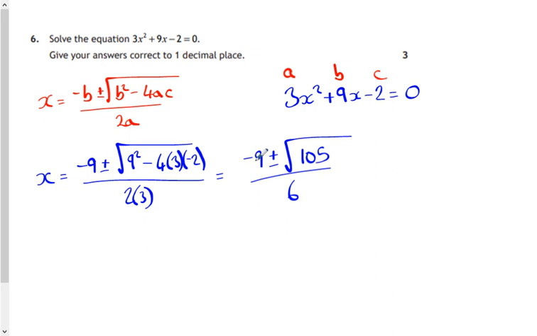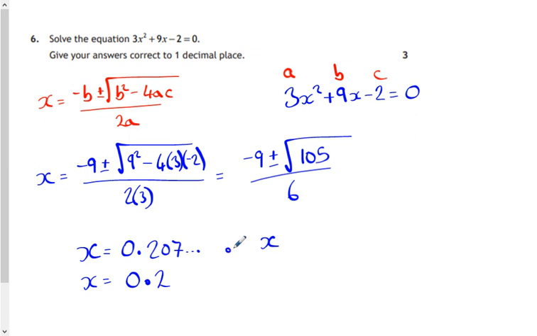Alright, so we're going to have two answers here because we're going to have the plus answer and the minus answer. So we get x equals, we pop this into our calculator, negative 9 plus the square root of 105, all divided by 6. Sorry, that gives us 0.207 dot dot dot, which gives us that x is equal to 0.2 because we want 1 decimal place.